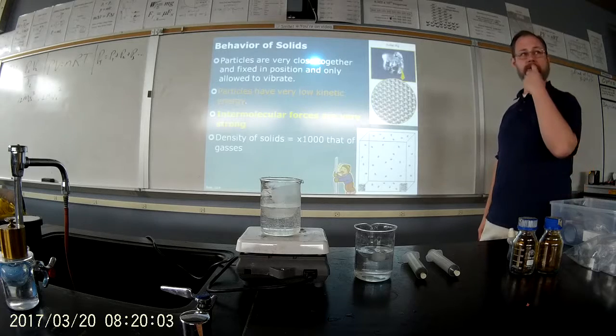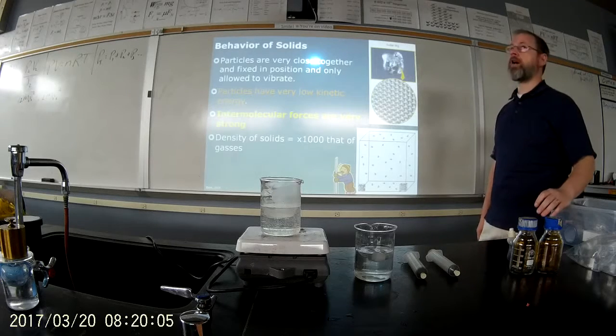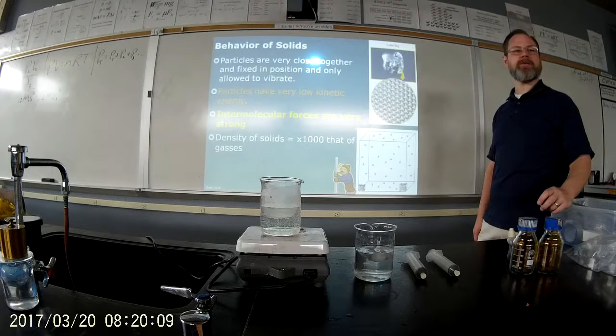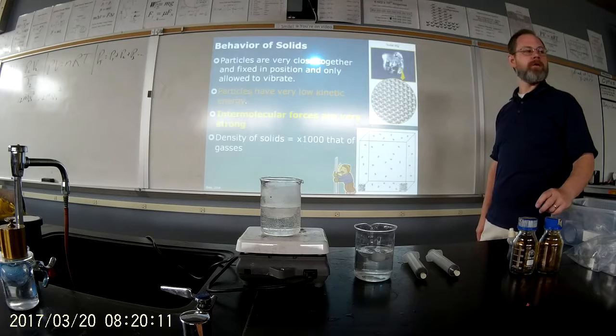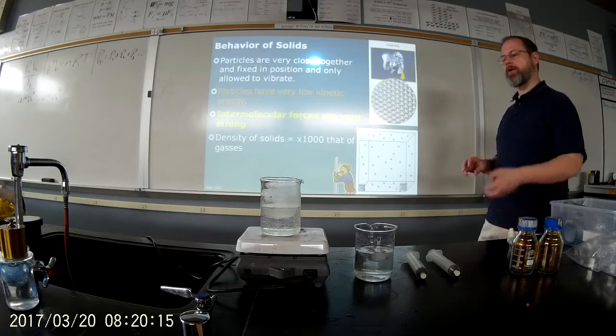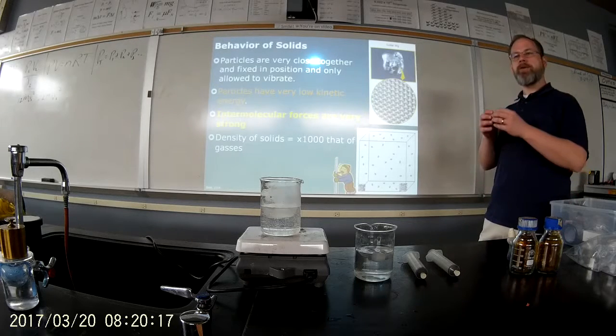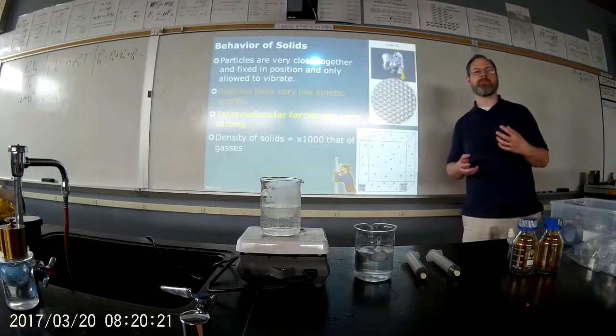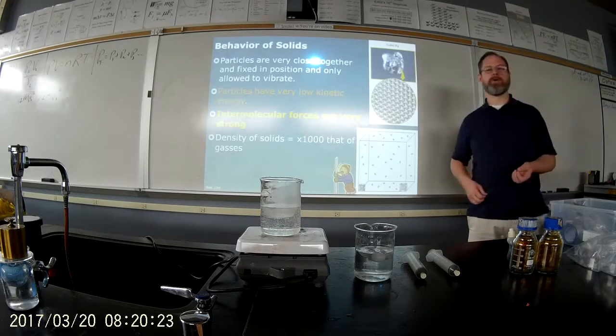This is something we mentioned when we did gases, just a reminder because it's awesome. The density of a solid is about 1,000 times that of gases. This is why you can make a dry ice bomb. Put a little bit of dry ice in a 2-liter bottle, seal it up. That dry ice wants to occupy 1,000 times its volume when it turns into a gas. You can totally do it.